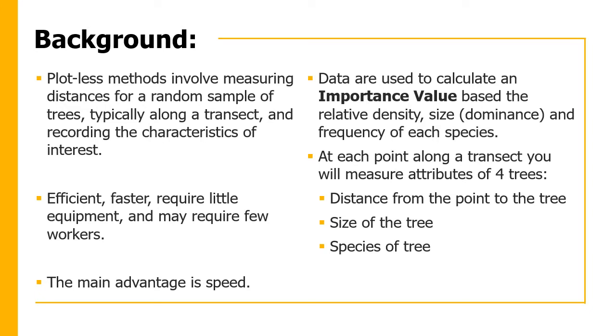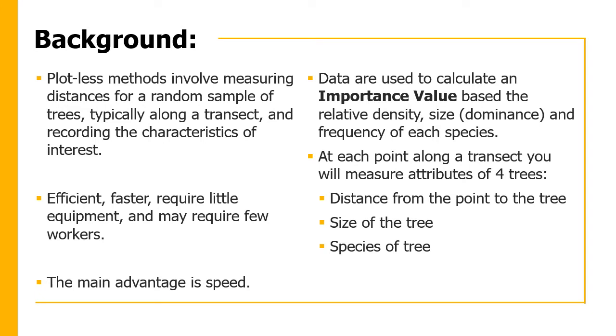With plot-based sampling, you'd put down something like a 100 by 100 meter quadrat and count all the trees in it. But that is a very time consuming method. Plotless methods involve measuring distances for a random sample of trees. So instead of counting everything, you're counting a sample. Normally you're walking along a line, following a compass direction. We call the line a transect. And as we move along that, we will be measuring characteristics of the trees.